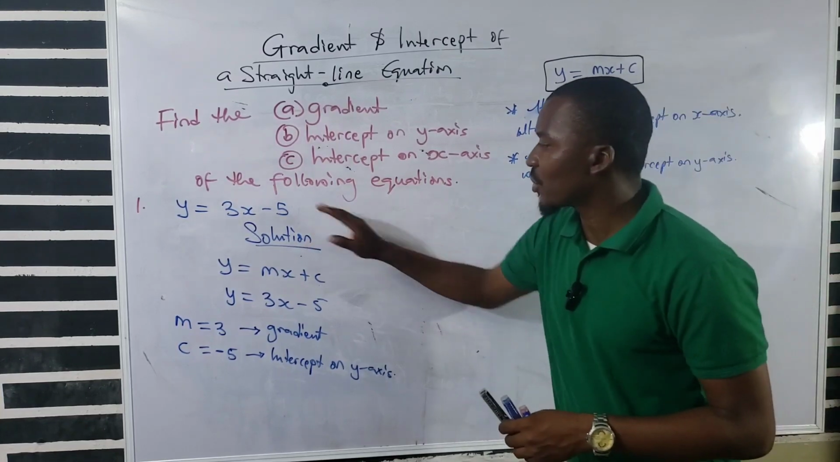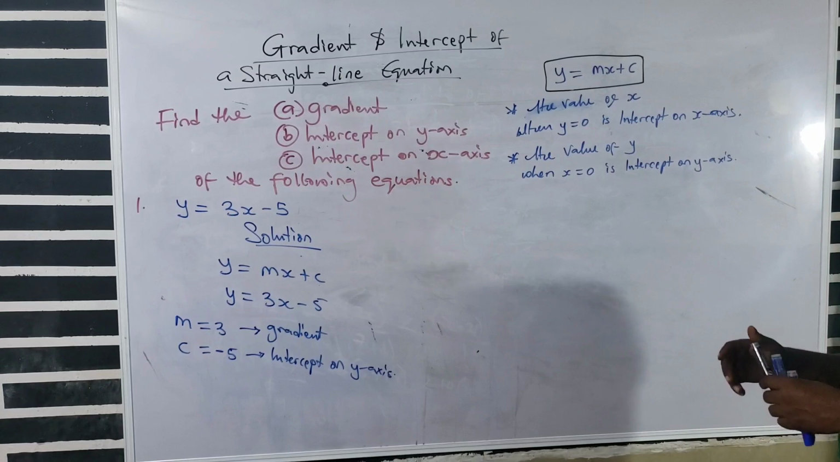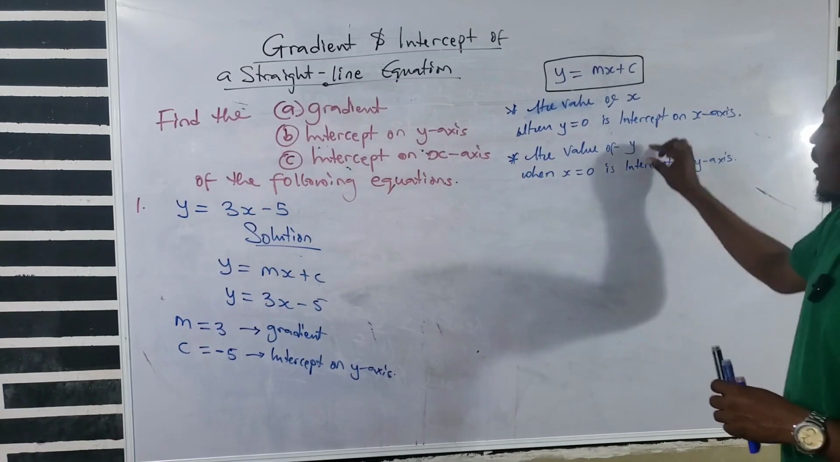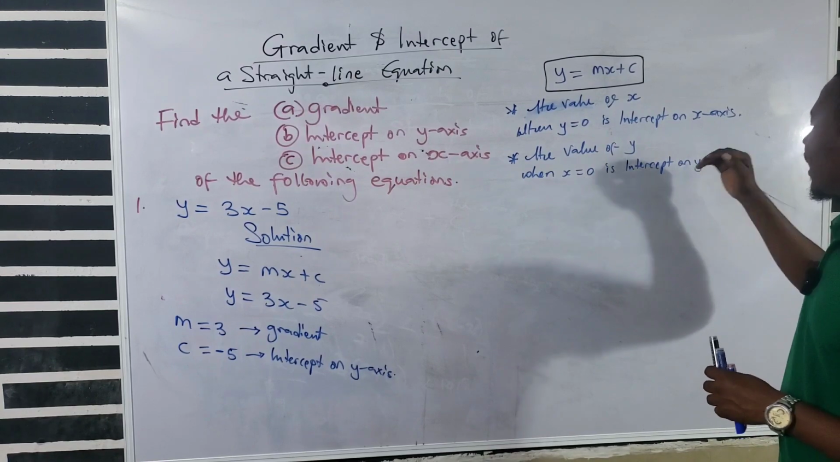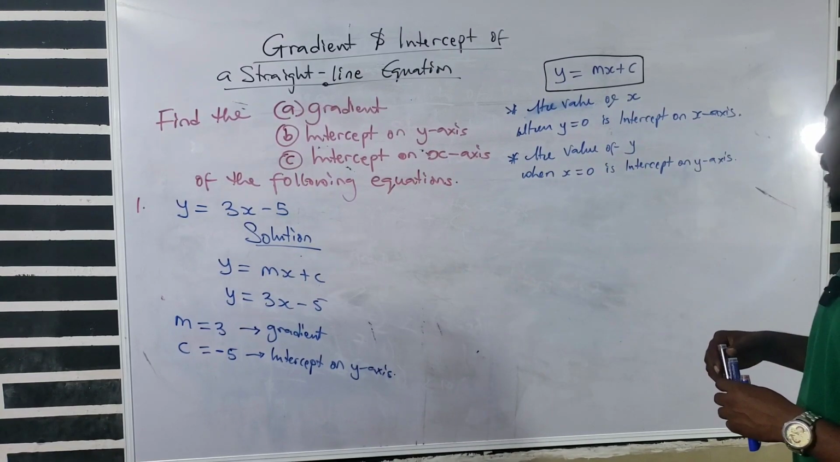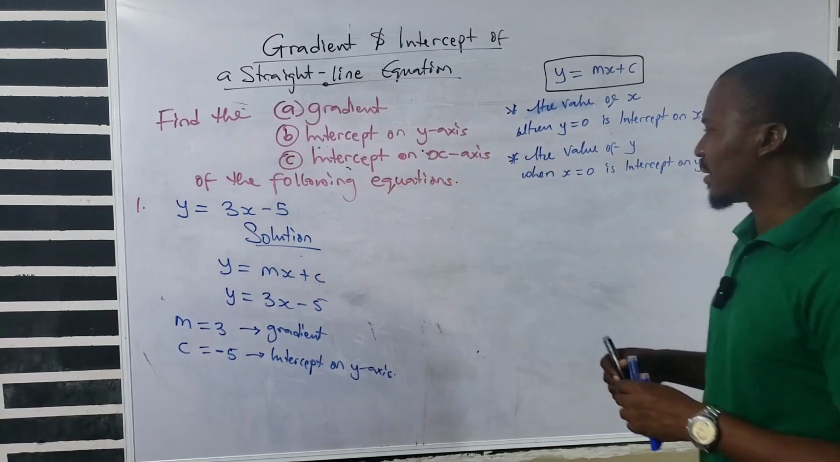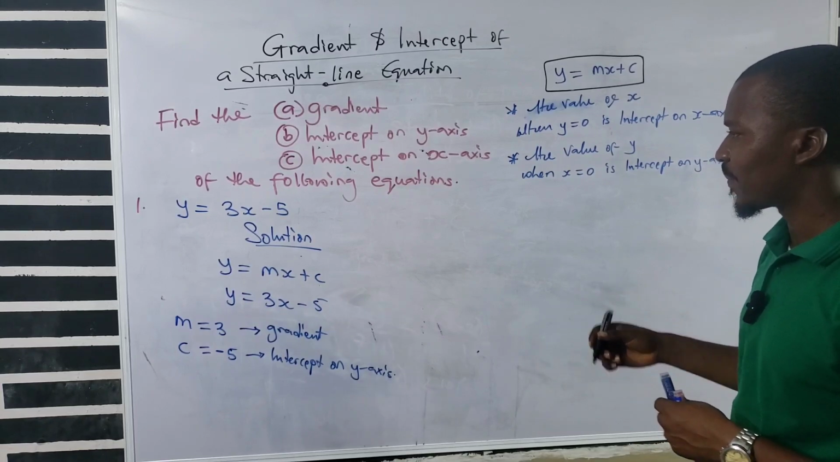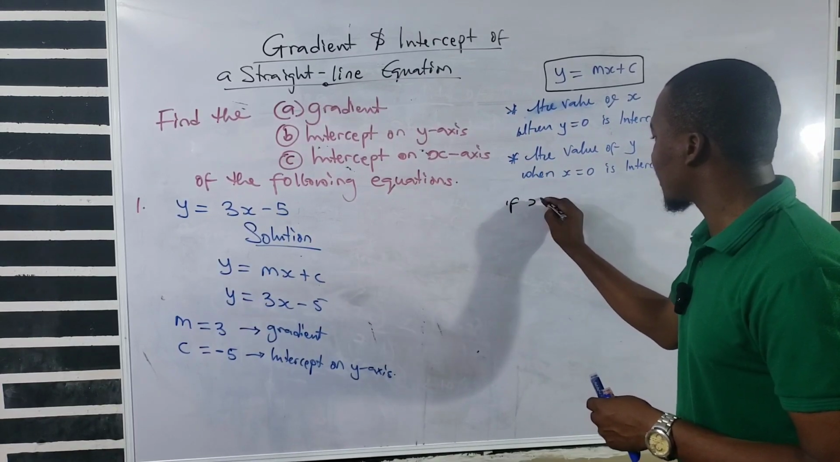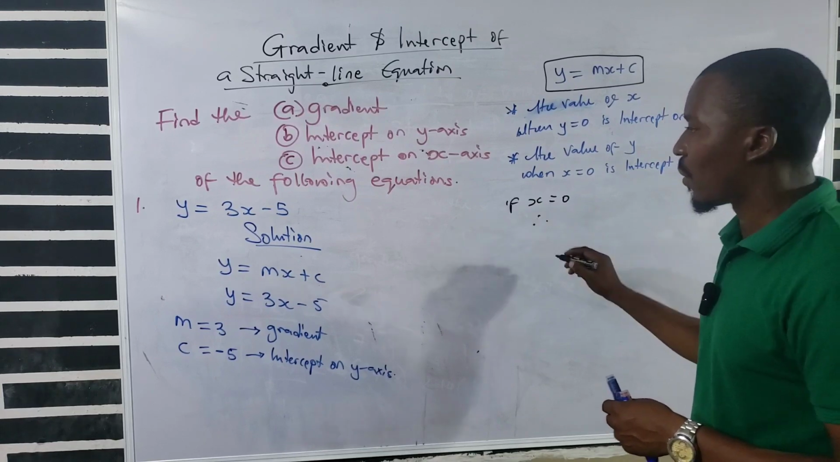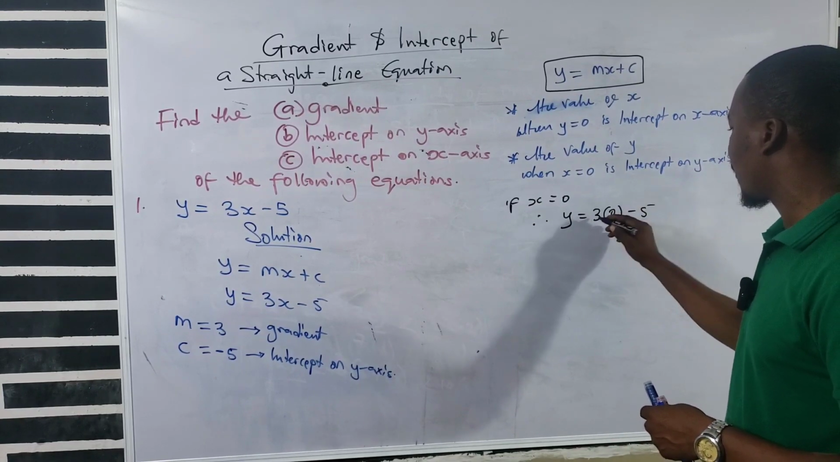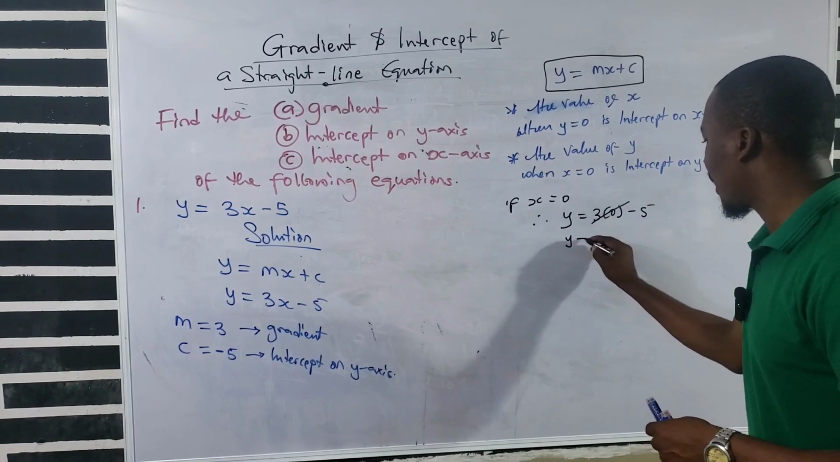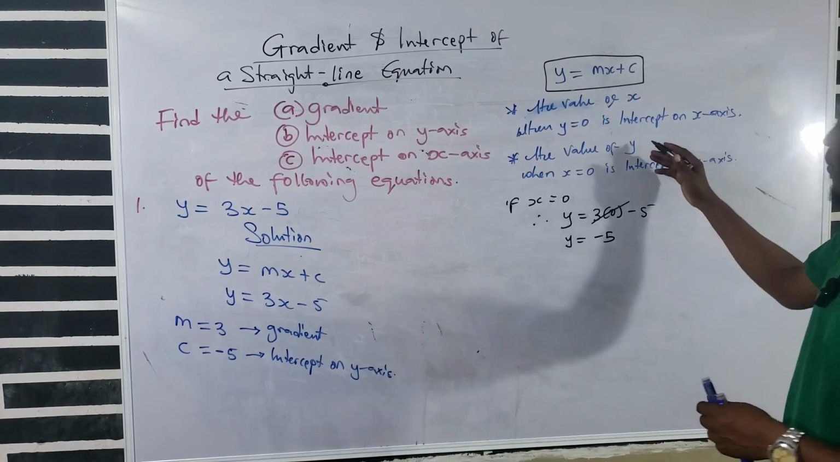So with our equation, which is y equals 3x minus 5, we say that the value of y when x equals 0 is the what? Intercept on the y-axis. So let us apply that in this equation and see what we get. If x equals 0, therefore y equals 3 times 0 minus 5. y equals minus 5. I think that I have confirmed this.